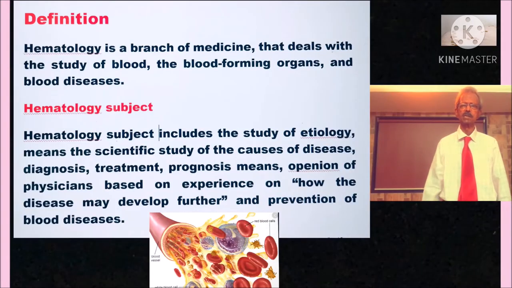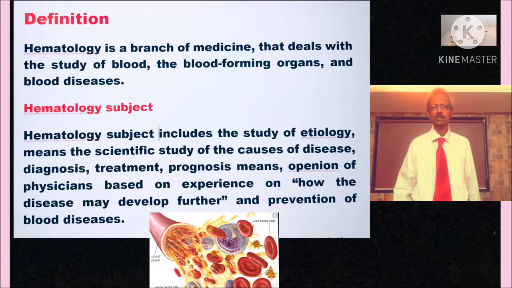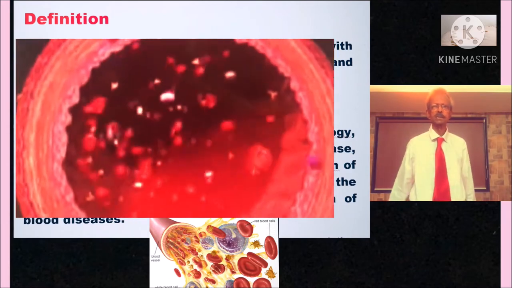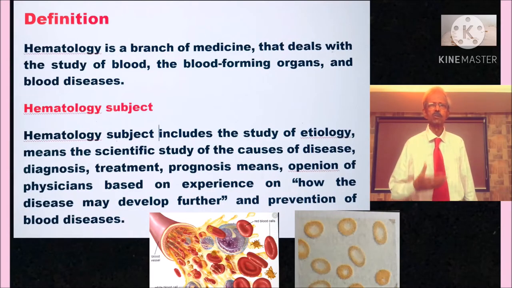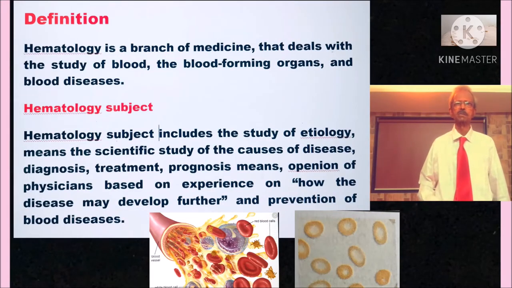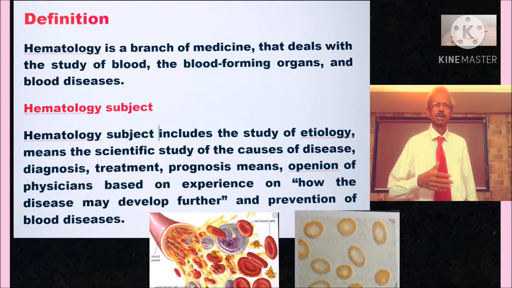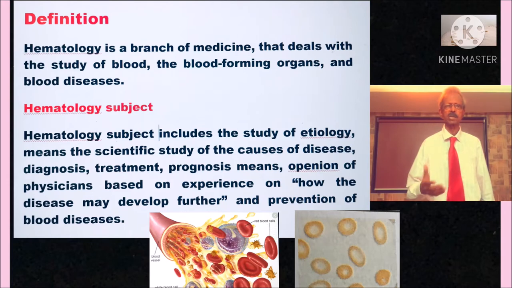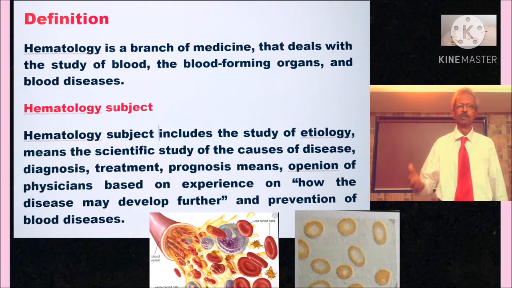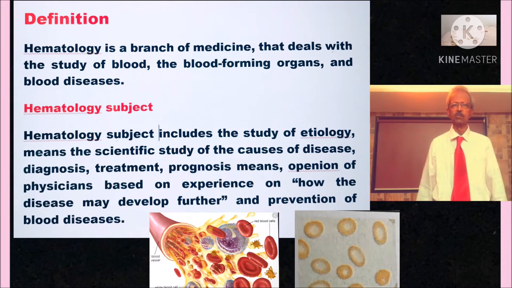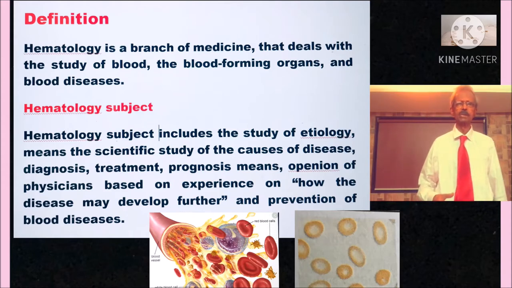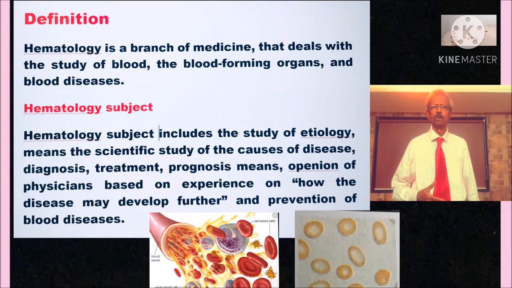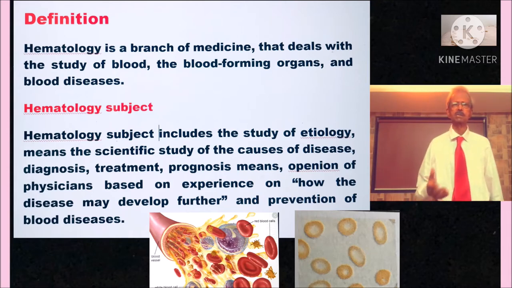Well, first the definition. Hematology is a branch of medicine that deals with the study of blood, the blood forming organs and blood diseases. And what is hematology subject? Hematology subject includes the study of etiology, means the scientific study of the causes of disease, diagnosis of the disease, treatment, prognosis, means opinion of physicians based on experience on how the disease may further develop, and prevention of blood diseases.